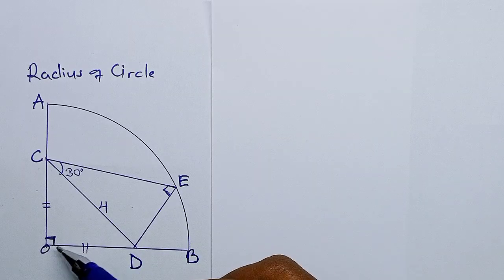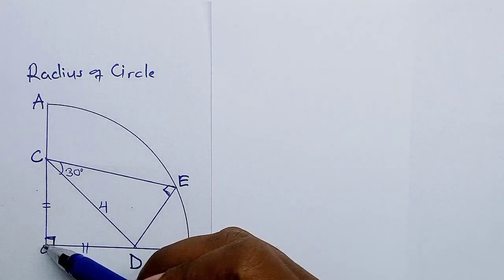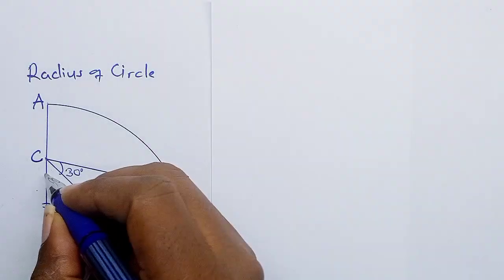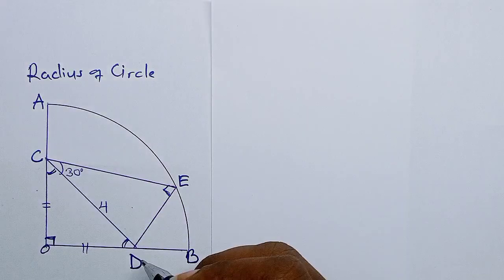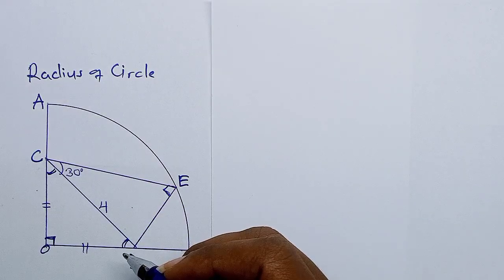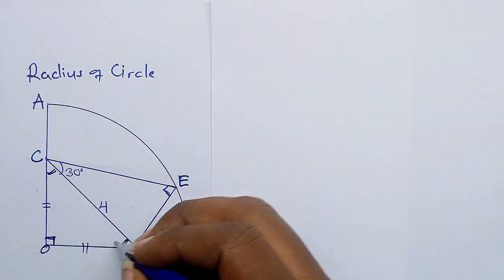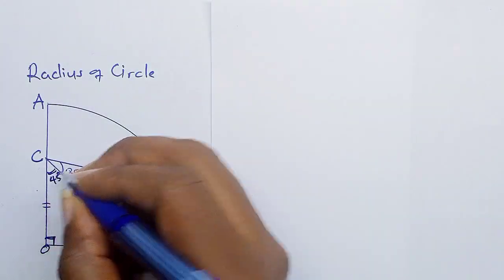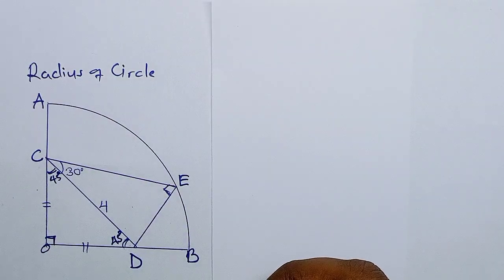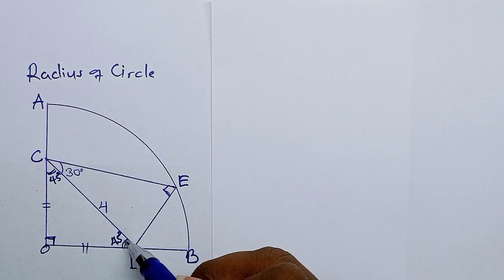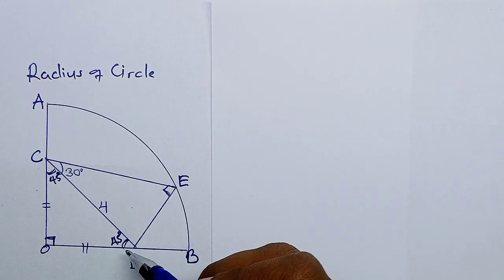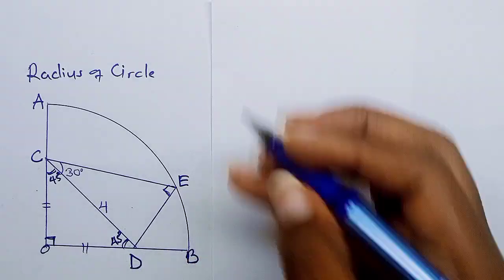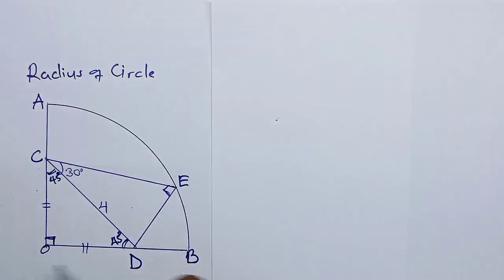Since we have been told that this side length is equal to this side length, this implies that this angle is equal to this angle. Since they share 90 degrees, that means we split the 90 into 2. So this will be 45 degrees. This is also 45 degrees. So we can use this angle and then we use cos to find OD.